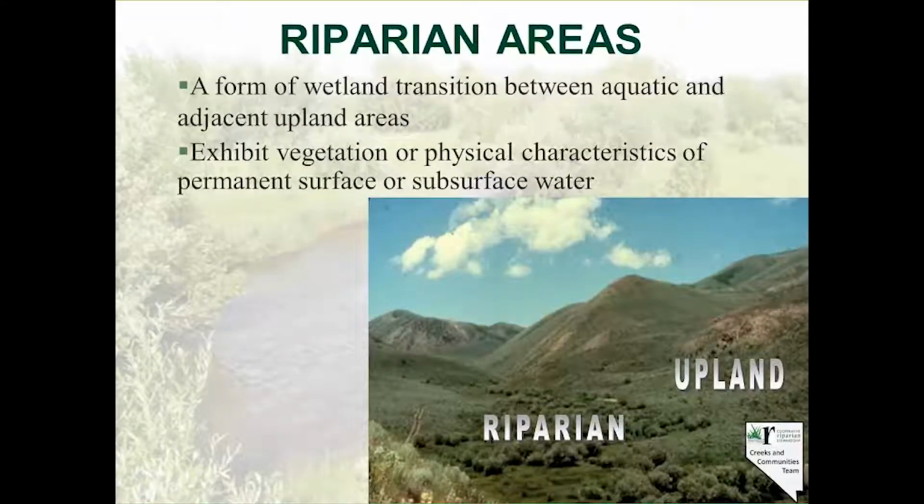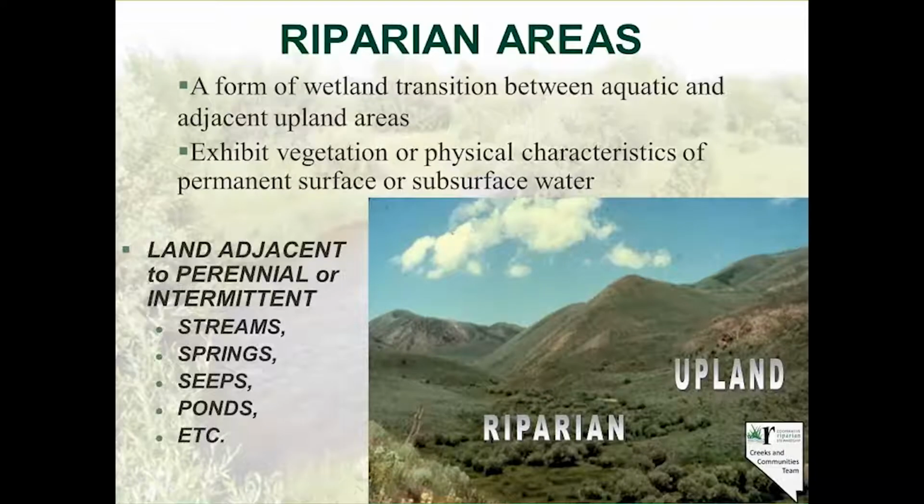So riparian areas are a form of wetland, a transition between aquatic and adjacent upland, and they have the vegetation and physical characteristics that reflect the permanence of water or subsurface water, or at least the water is there for long enough during the year that it can grow those kinds of special riparian plants that we've learned have the tremendous root and other characteristics that allow them to do the work when the floods come. So it's the land adjacent to perennial or intermittent streams, springs, seeps, ponds, etc. Now, some of those are going to be lotic and some lentic, but they're all riparian area.